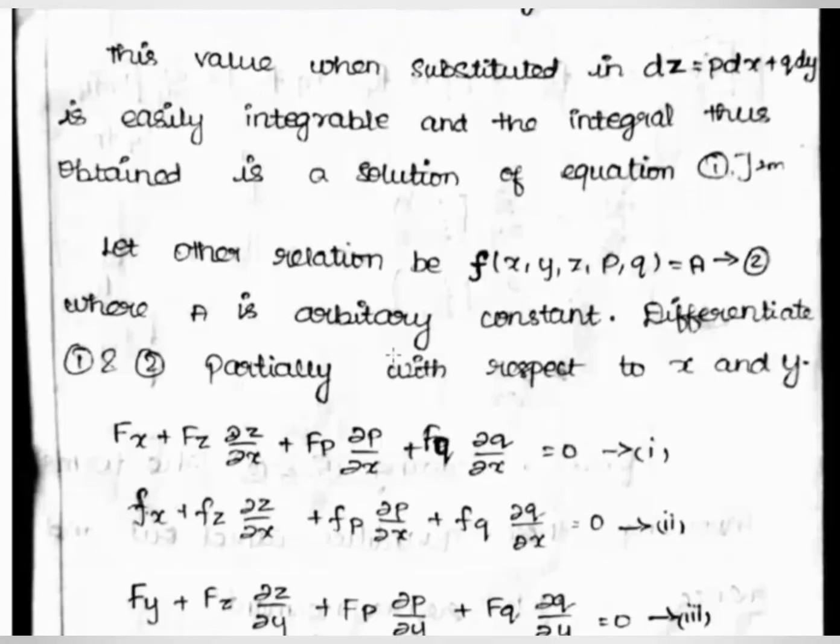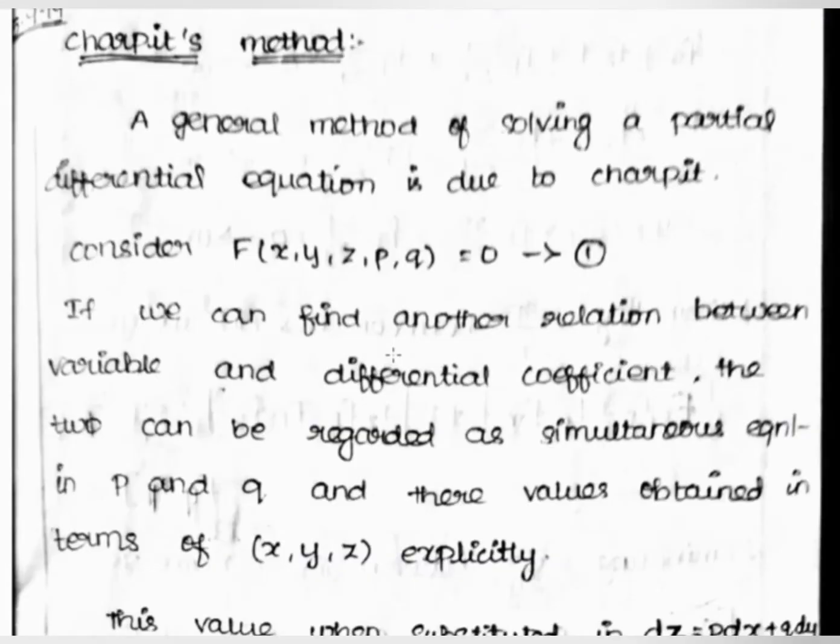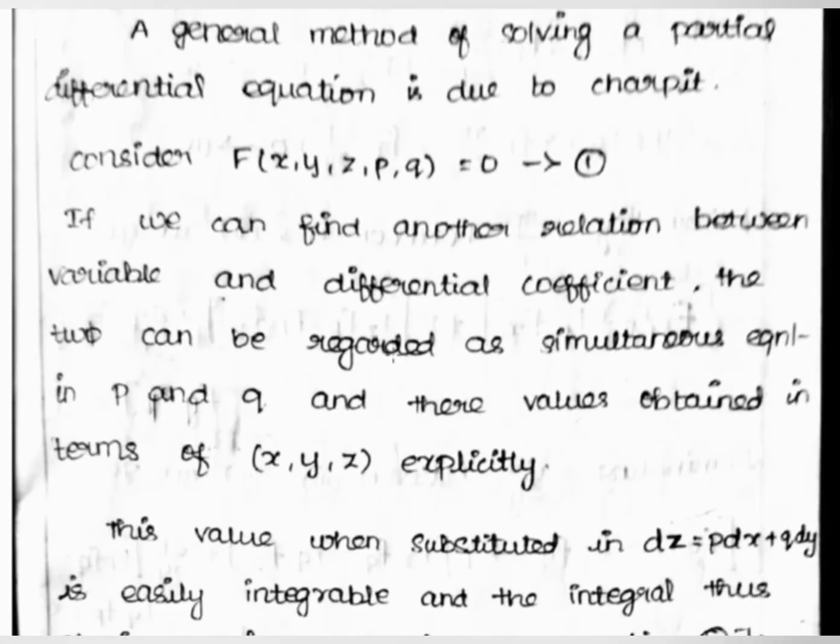Similarly, you have to differentiate the first equation with respect to y. With respect to y, x is constant here, so the first term value is 0. So fy plus fz into dou z by dou y, fp into dou p by dou y, and fq into dou q by dou y here. So you substitute fy plus fz dou z by dou y, fp dou p by dou y, fq dou q by dou y. Assume this as equation number 3 here.